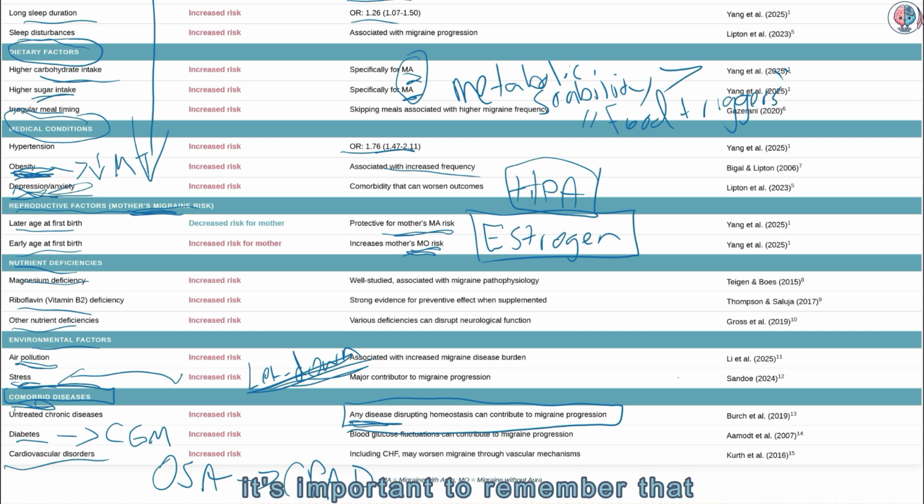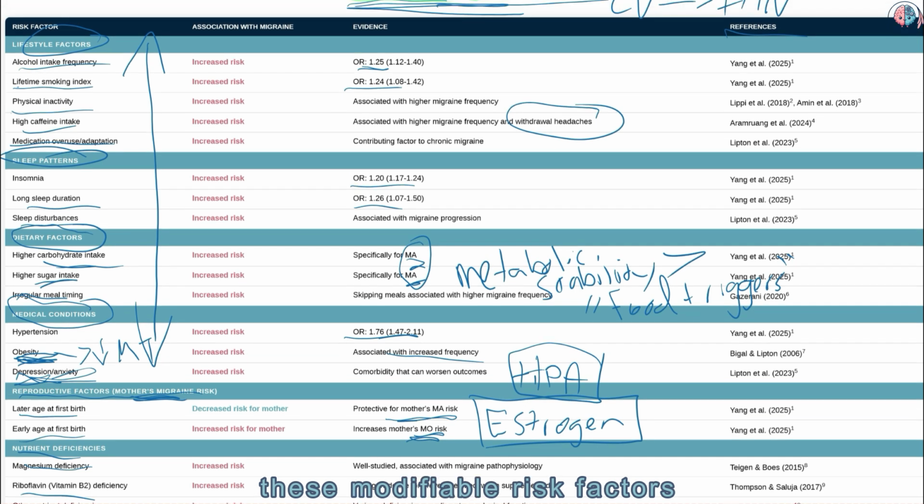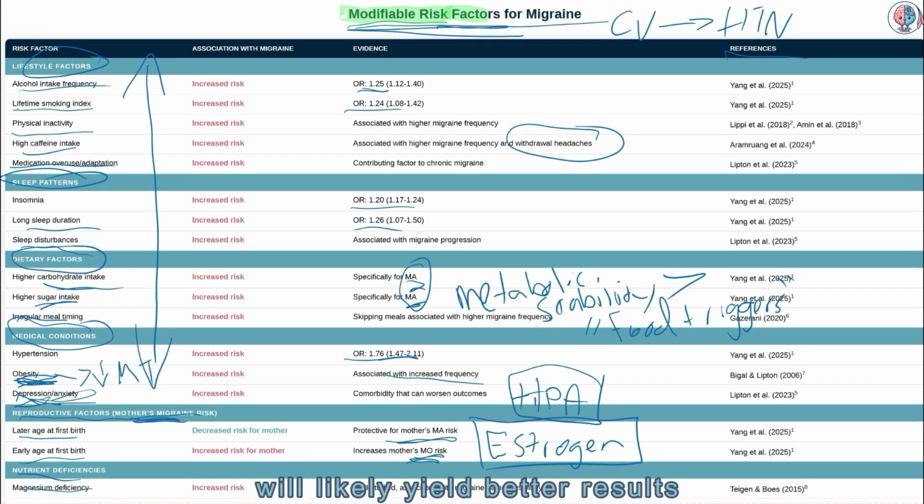Lastly, it's important to remember that incremental changes across all these modifiable risk factors will likely yield better results than focusing on a single factor. So do a little better at sleep, do a little better at managing stress. All of this adds up. The goal is to raise the migraine threshold. Addressing as many modifiable factors as possible will do this.